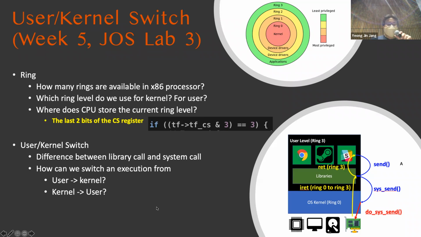Another thing to notice: now you know the difference between the library call and the system call. The library call is something like printf, where you need to implement some part of printf in user space, and at the end it will actually call the system call sys_write. So there will be a structure like the ring 3 application code, library code, and then system call.